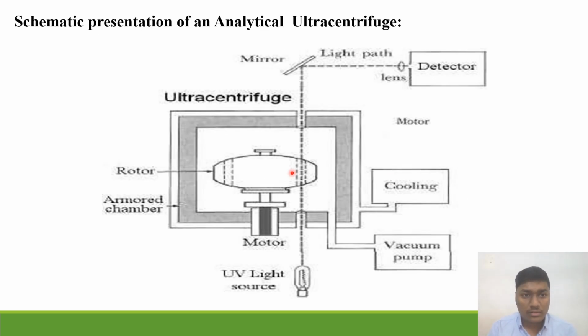Now let's see the schematic representation of the analytical ultracentrifuge. This is the schematic representation of how the analytical ultracentrifuge works. Basically it consists of a UV light source. It consists of a motor which is attached to a spinning rotor, which will have two holders. One will be a sample holder, and here we will be keeping a reference cell, or you can even say a counterweight balance.